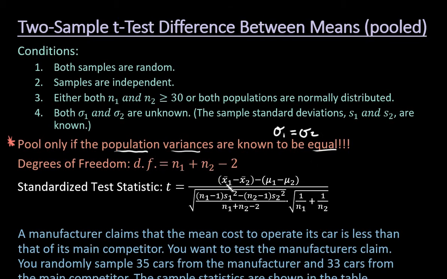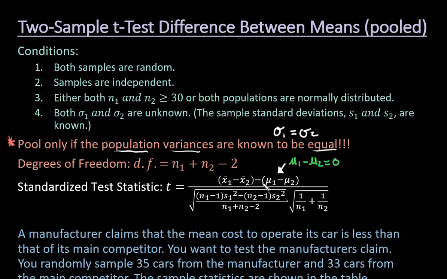X bar 1 represents the sample mean of the first population. X bar 2 represents the sample mean of the second population. Mu 1 and mu 2 is whatever difference you're testing. For most beginning stats classes, you will be testing that there is no difference, and so for the most part, mu 1 minus mu 2 is going to equal 0. The only time it doesn't equal 0 is if it says something like the difference between the two populations is at least 2. If it said something like that, then you would substitute 2 in here instead of 0.